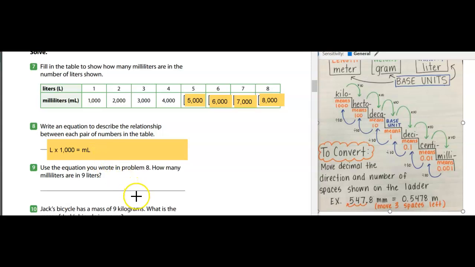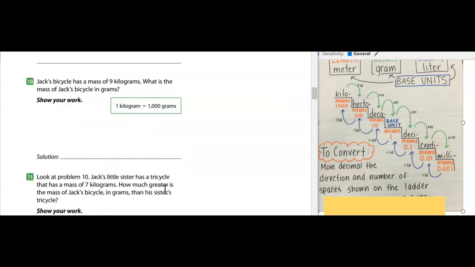Now let's move on to question 9. Use the equation you wrote in problem 8 to answer the below question. How many milliliters are in 9 liters? Question 10. Jack's bicycle has a mass of 9 kilograms. What is the mass of Jack's bicycle in grams?